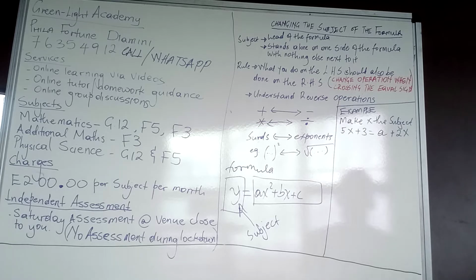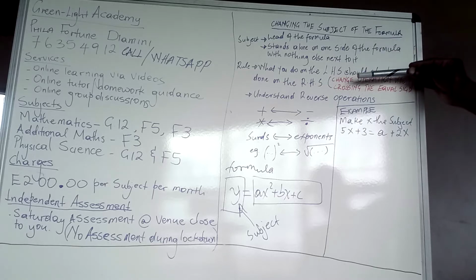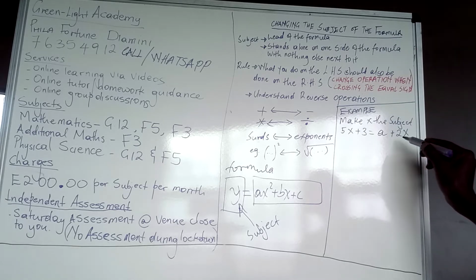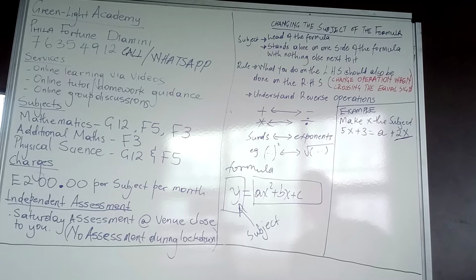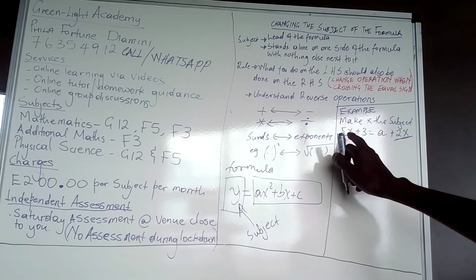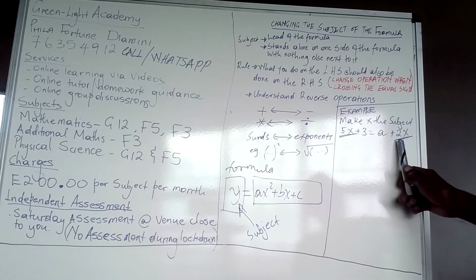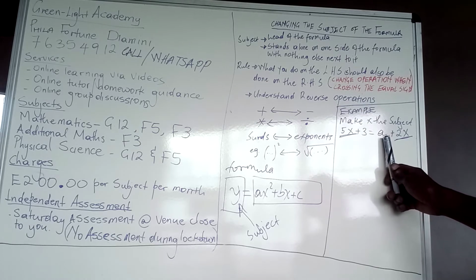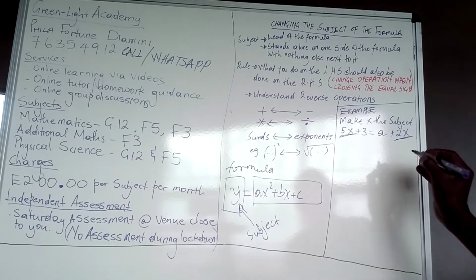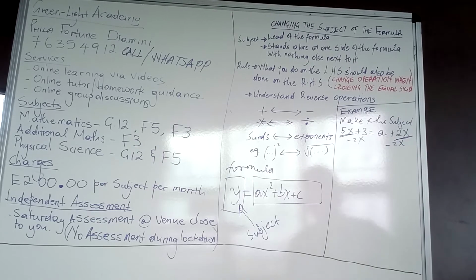Now, how do we go about it? I say to you, what you do on the left should also be done on the right. If we look clearly, we can see that we have 2x there. We also have 5x there. These 2x and 5x are similar, so we should bring them on one side. Now, this 2x here was being added to a, which means if we want to undo it, we have to subtract 2x on both sides of the equation.